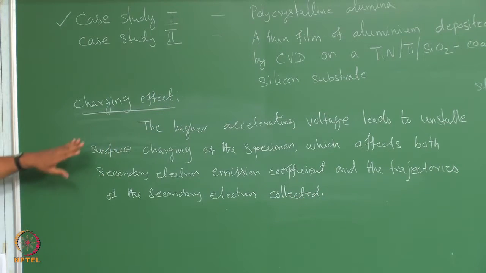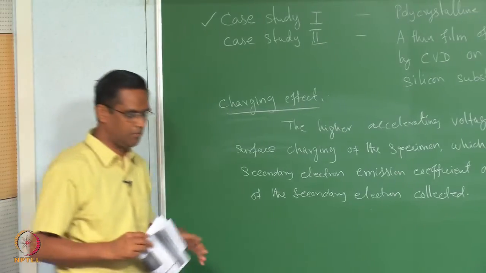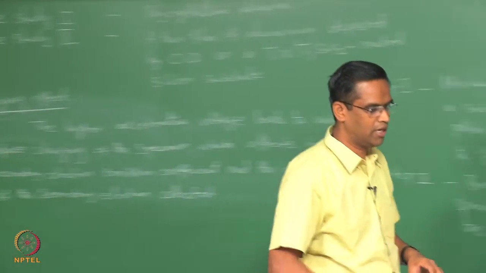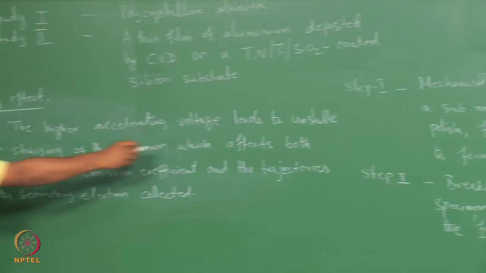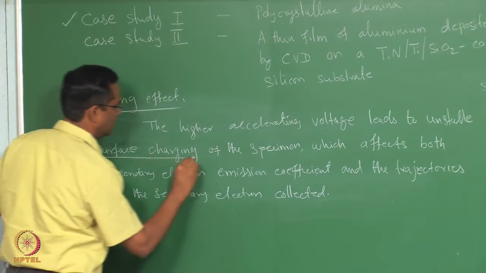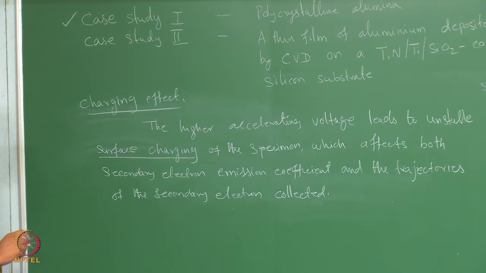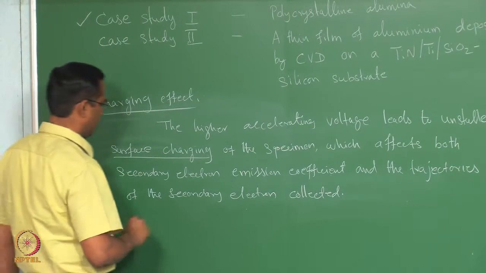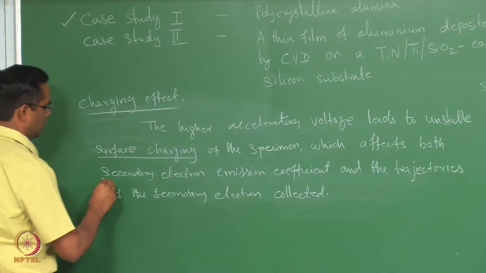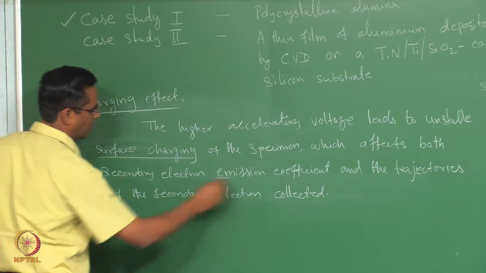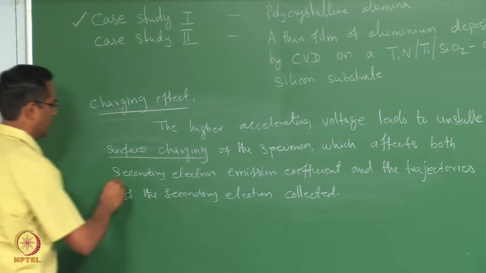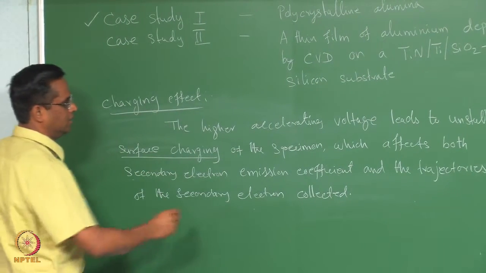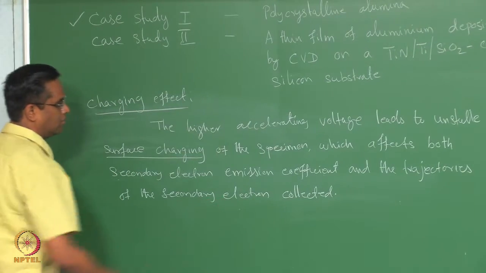So, why do you produce a bad image when you use a higher kV in this case? When you use a higher accelerating voltage, that leads to unstable surface charging of the specimen, which affects both the secondary electron emission coefficient, that means the secondary electrons coming from the surface itself are affected, and then the trajectories of the secondary electrons being collected.